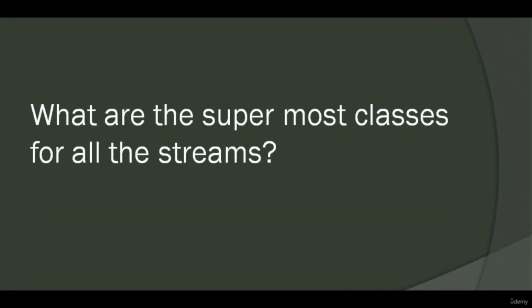What are the supermost classes for all the streams? The stream classes can be divided into two types, byte stream and character stream. The byte stream classes contain input stream and output stream classes. The superclass for these streams is java.io.InputStream and java.io.OutputStream. The character stream contains reader and writer classes. The superclass is java.io.Reader and java.io.Writer. Next we will see another question.